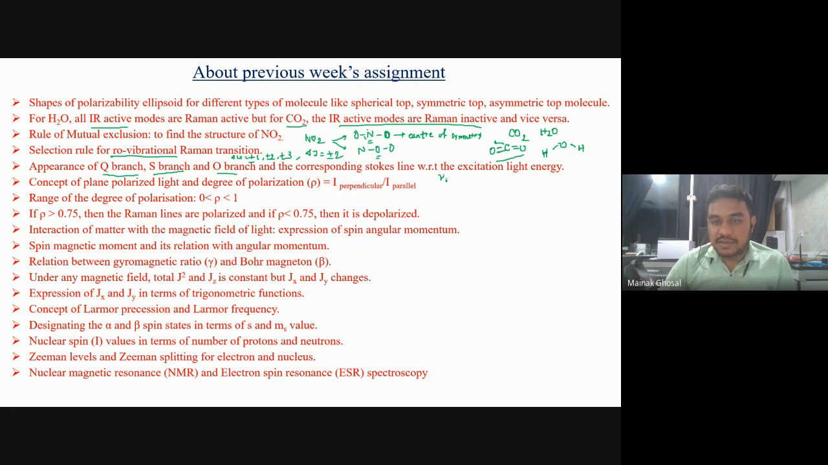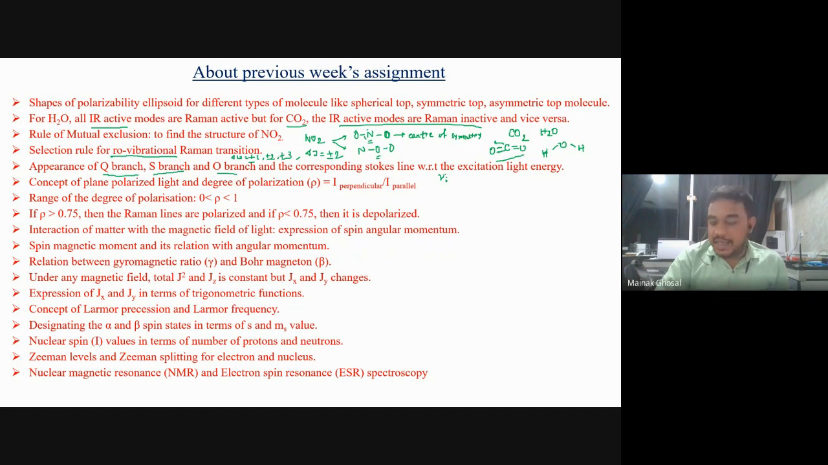If you can remember the cases where I have discussed the P branch, Q branch, and R branch, you can see that for delta J equal to plus 2, one branch is coming; for delta J equal to minus 2, another branch is coming; and the Q branch is coming for delta J equal to 0. So using that conclusion, you can easily say in which direction the Stokes line will be shifted.